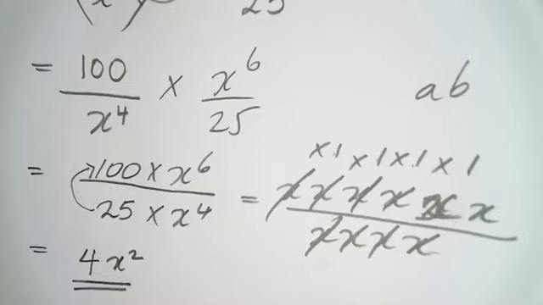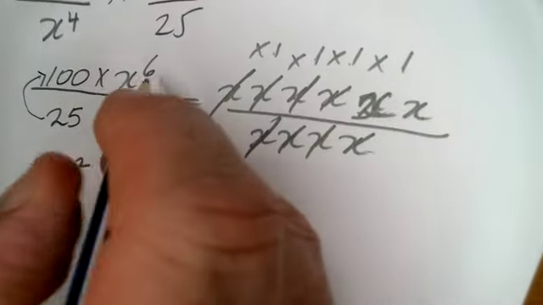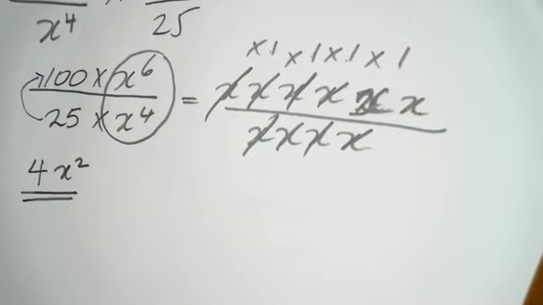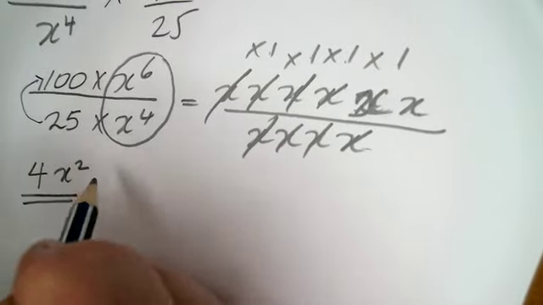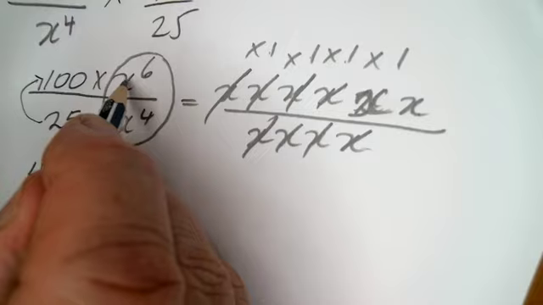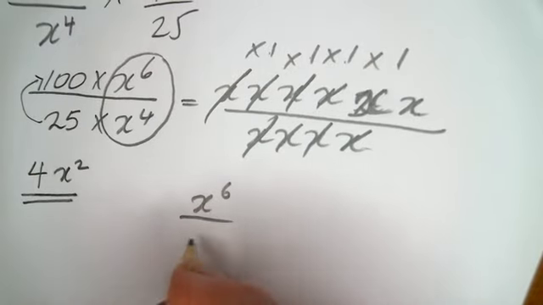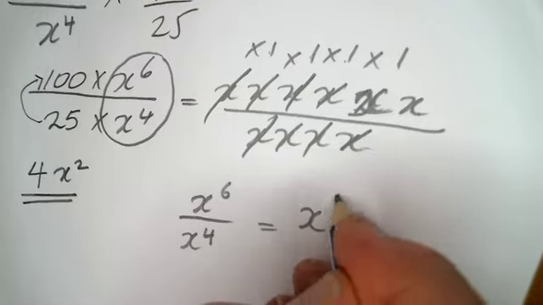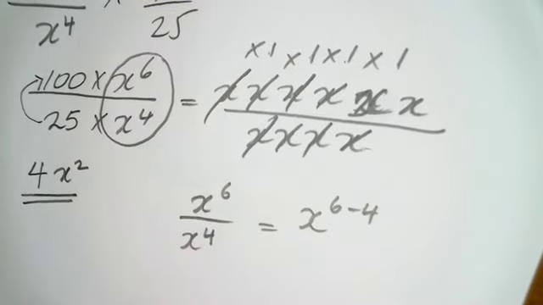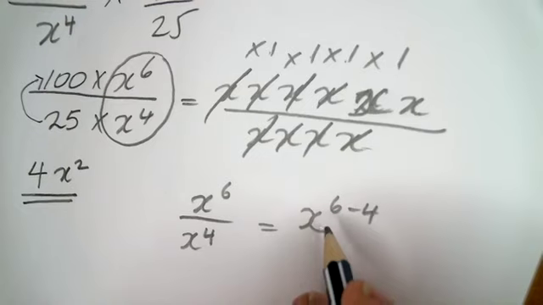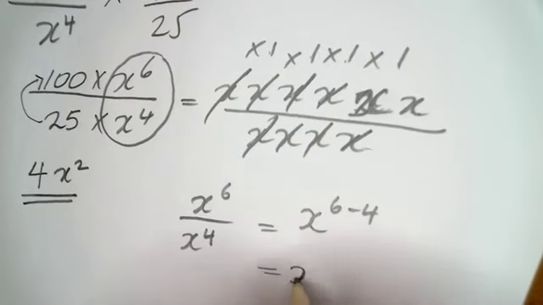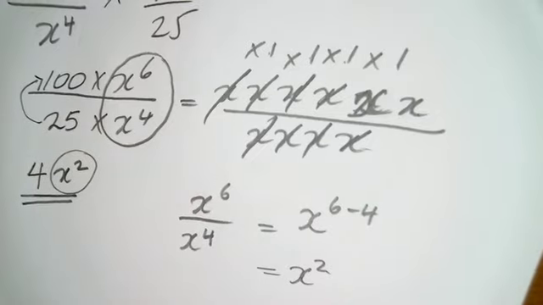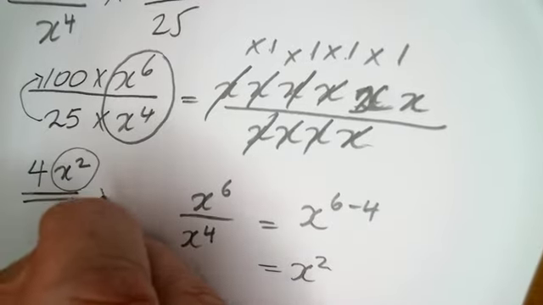Another way you could consider this is looking at the powers here, knowing that when we divide powers where the base is the same, in other words, they're both x's, if I've got x to the 6 divided by x to the 4, really what I'm doing is x to the 6 minus 4. I'm subtracting the powers. And of course, 6 minus 4 is 2, which means it's x to the power of 2, which is indeed what we see over here. And there is my solution.